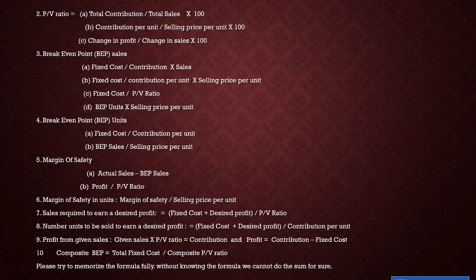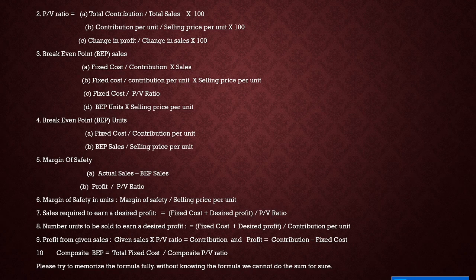Okay. Then break-even units we are going to see now. Fixed cost divided by contribution per unit will give you break-even units. The second way is BEP sales divided by selling price per unit will give you break-even units. Next, we're going to see the margin of safety.